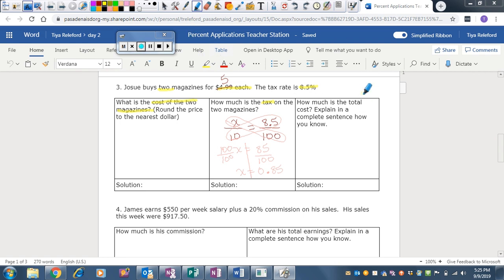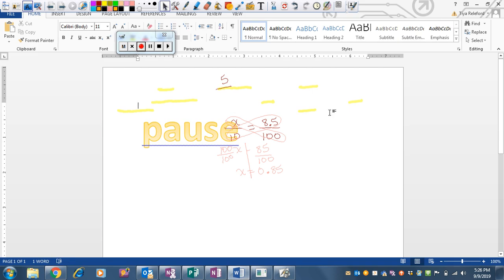Now the last one says, how much is the total cost? If it is tax, are you adding it or subtracting it? Right, it's tax, so you're going to add it. So hit pause and finish problem number 3.